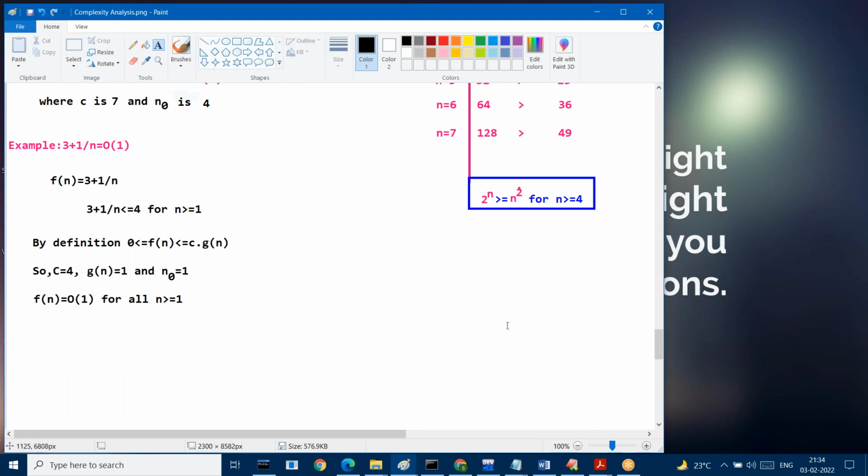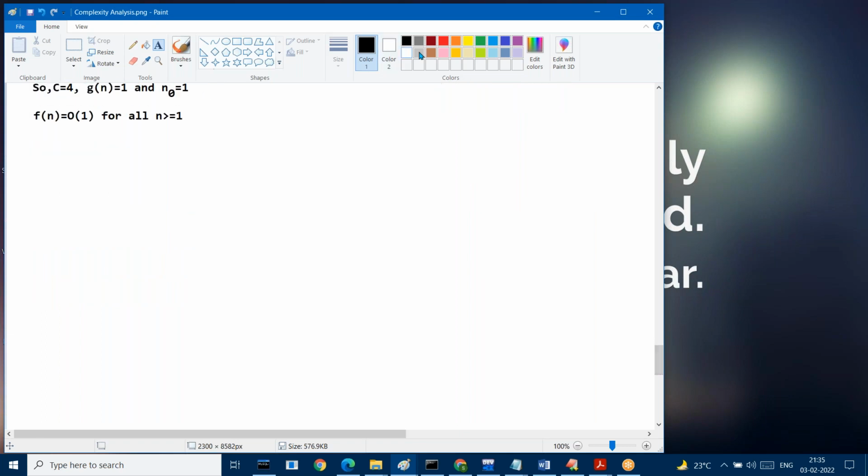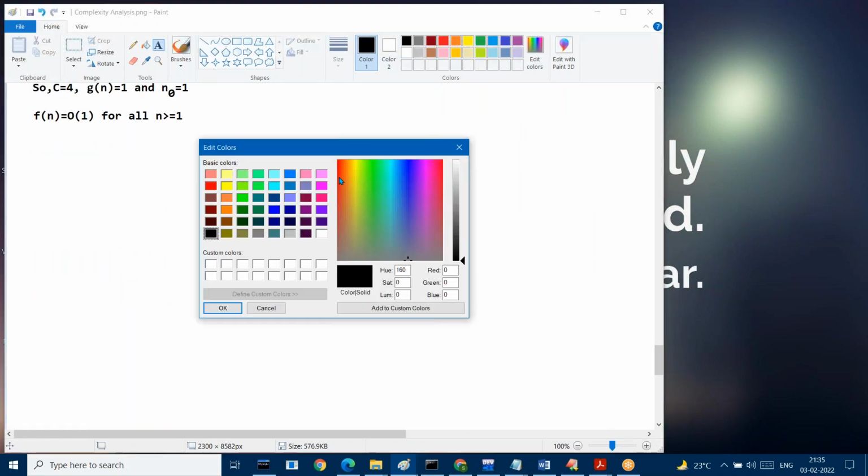So now let's take some example where we can give you the proof of big omega notation. This is with respect to big O. So let's take some example with respect to big omega. But before going for big omega, let's take another very important example, and after that we will move to big omega notation.